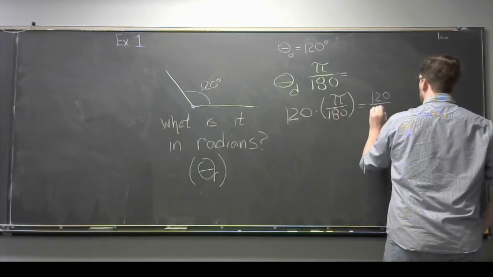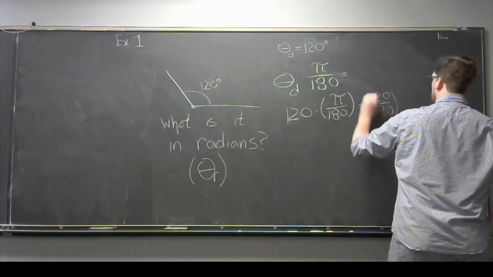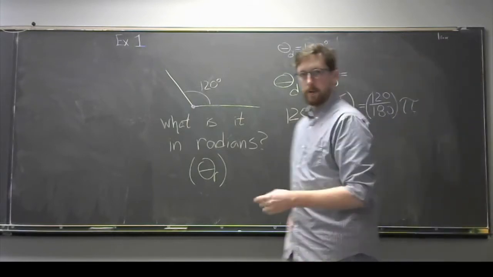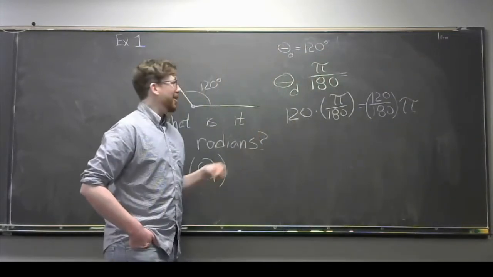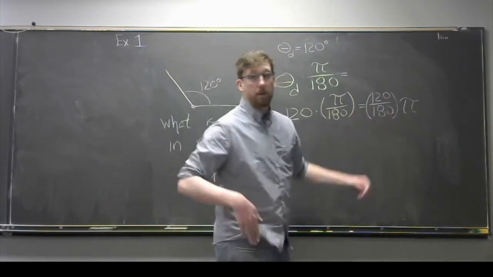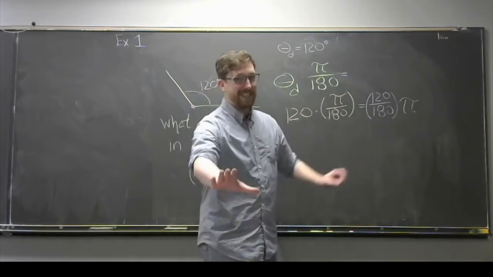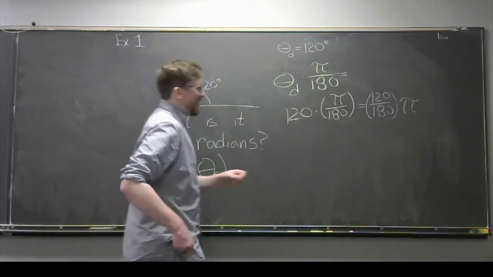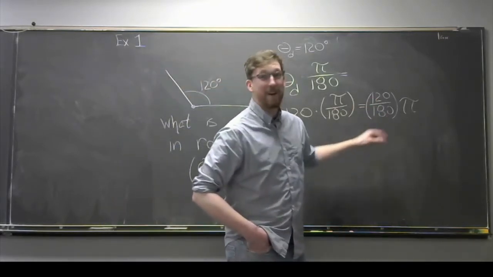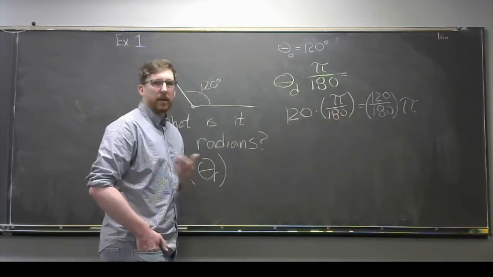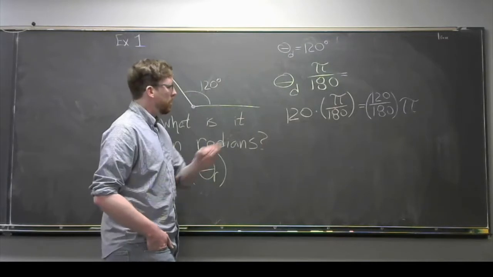Over 180 times pi. We can instantly see that we can divide by 10. Can never divide by 0. I just said 0, I meant to say 10. We can divide the numerator and the denominator both by 10. Just X out that 0, right? Okay.